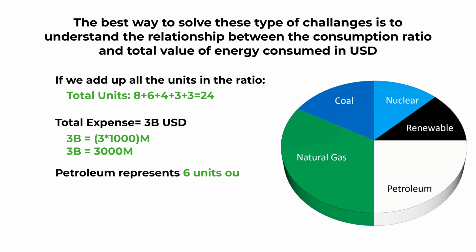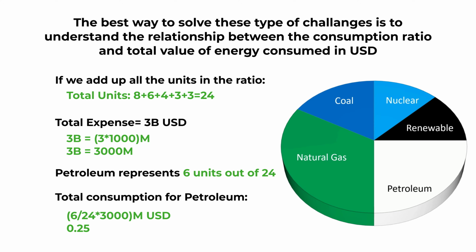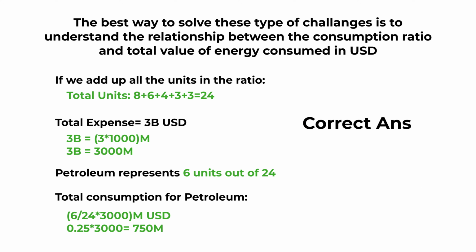Petroleum represents 6 units out of 24, so the total consumption of petroleum can be calculated as 6 divided by 24 multiplied by 3,000, and we will get our answer as 0.25 multiplied by 3,000, which will equal $750 million. So the correct choice here is choice C, $750 million.